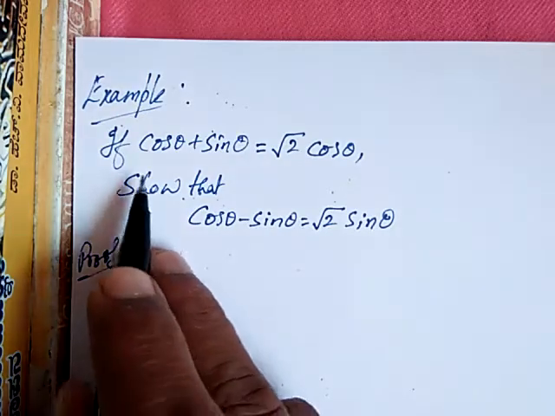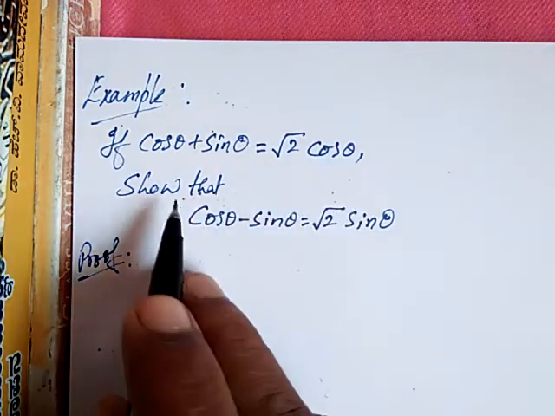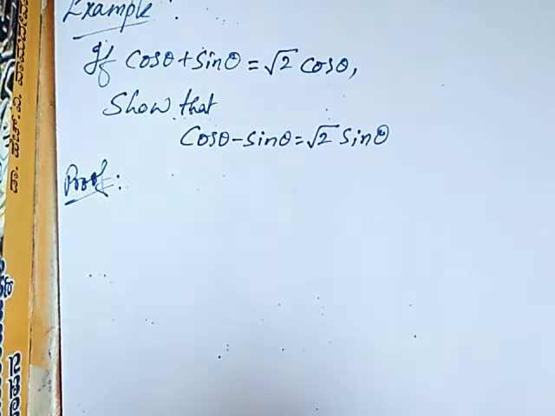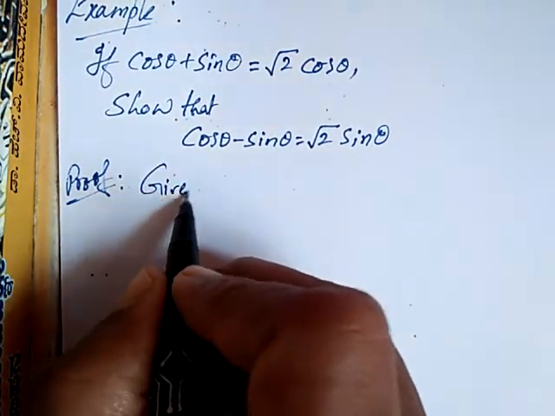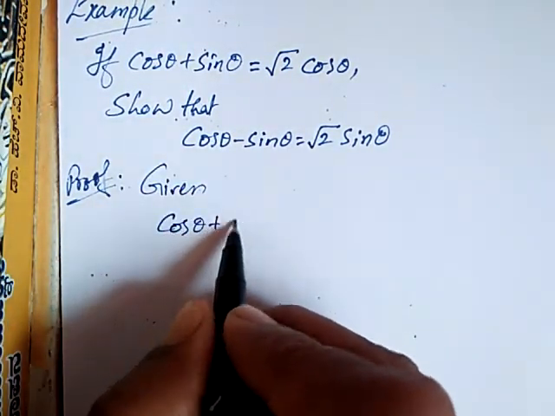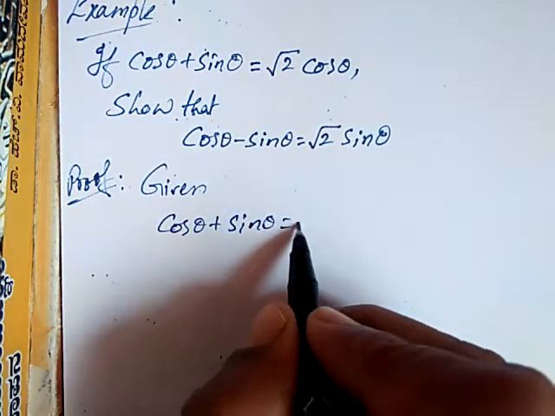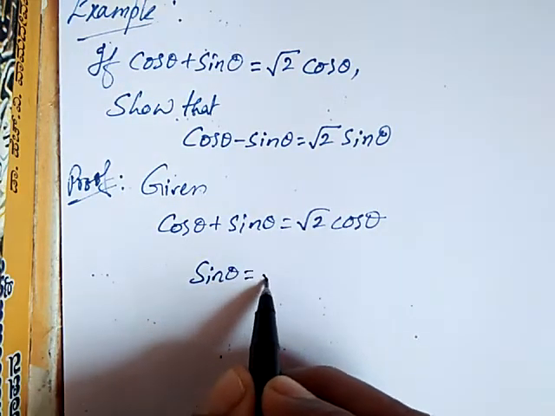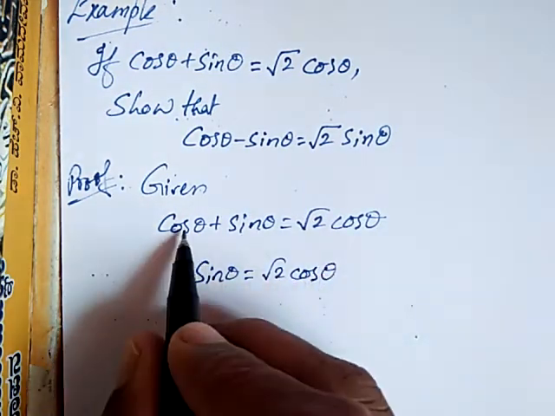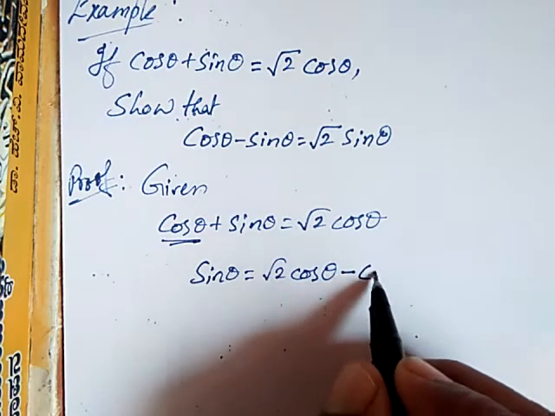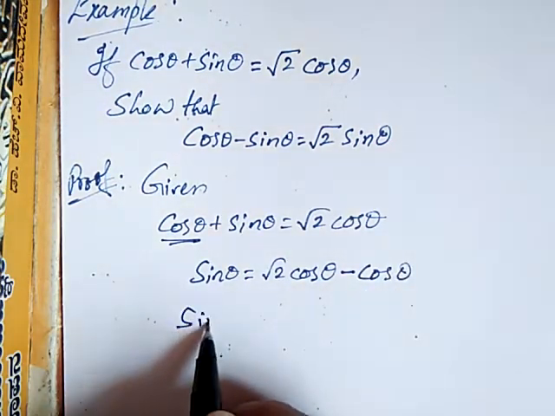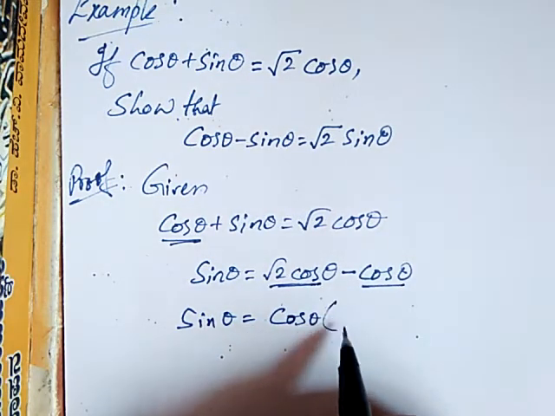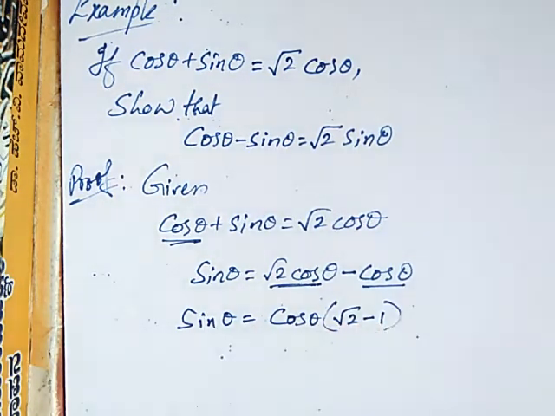So the next example is this one. If cos theta plus sin theta is equal to root 2 cos theta, show that cos theta minus sin theta is equal to root 2 sin theta. In the proof, it is already given that cos theta plus sin theta is equal to root 2 cos theta. Keep sin theta here, and write root 2 cos theta. Transfer this cos theta to the right hand side and you will get minus cos theta. So here sin theta is equal to, what is common here? Cos theta, into root 2 minus 1.